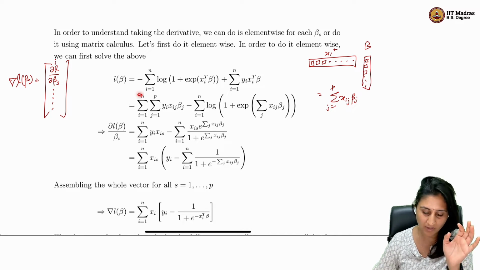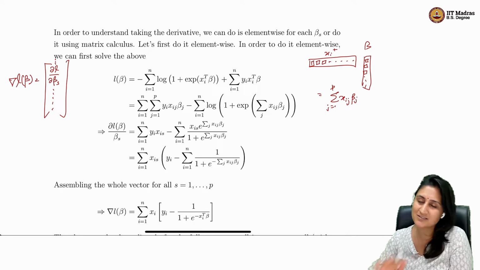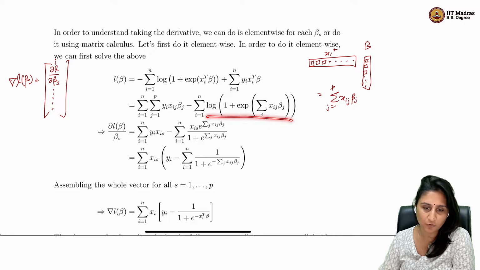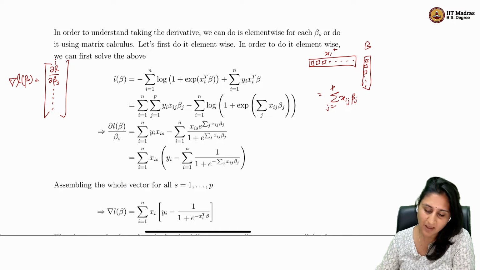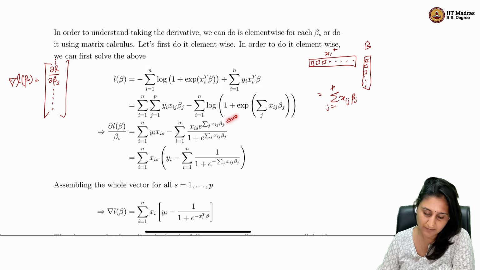So I get the summation i going from 1 to n on the outside, and I just get yi xis, because that's the only term that remains. All the other terms are essentially zero, right? And then over here, I take the derivative, so I get minus, and then summation i going from 1 to n. Then first I have to apply chain rule, so I take the derivative with respect to log, so that becomes 1 over 1 plus e to the power of this summation. Then I have this e to the power, so again I use chain rule. So I have this e to the power summation xij beta j, and so I get that.